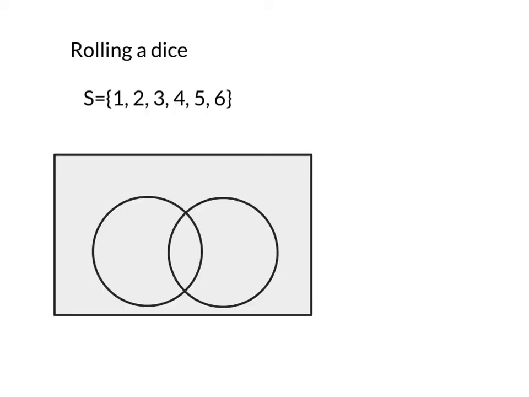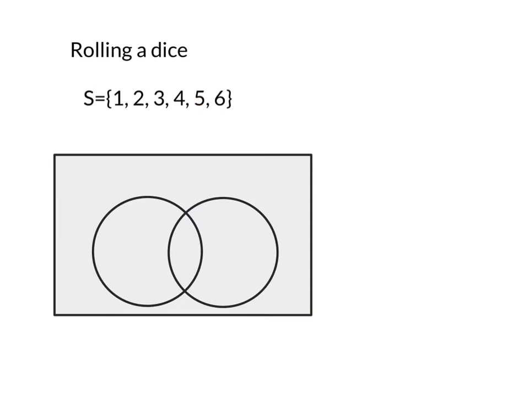In this video, we're going to look at what's called unions and intersections. Now, that's just a fancy word for saying events that can maybe happen at the same time, or maybe events that don't happen at the same time. Let's think about rolling a dice. So we know that the sample space of a regular dice is 1, 2, 3, 4, 5, and 6. They're all the possible outcomes.